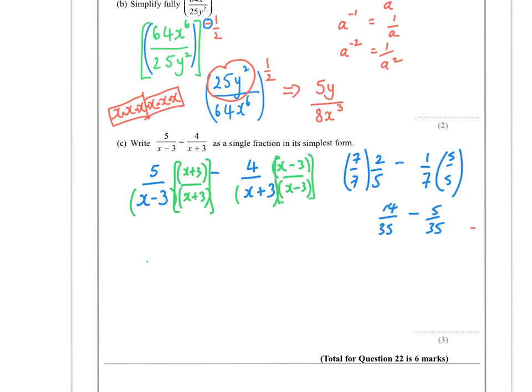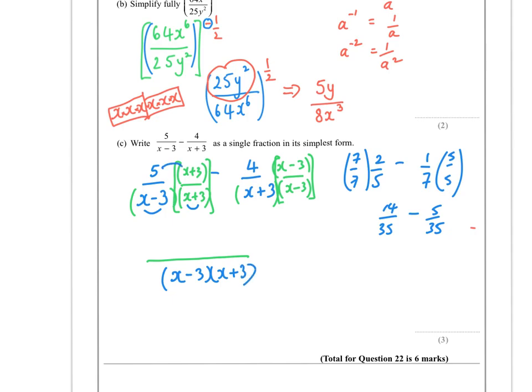So you've got a common denominator of, now some of the students here might notice this is like a plus b times a minus b. So you could say x squared minus 9. But I think most of you would probably stick with x minus 3 times x plus 3. And then multiply these parts out.